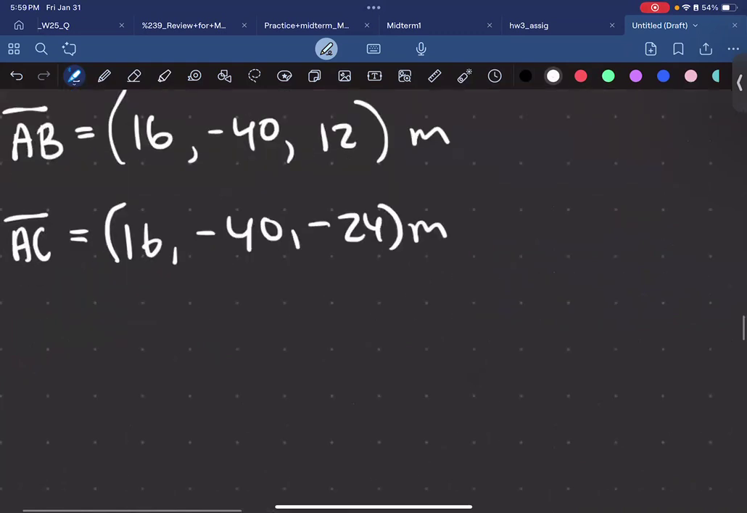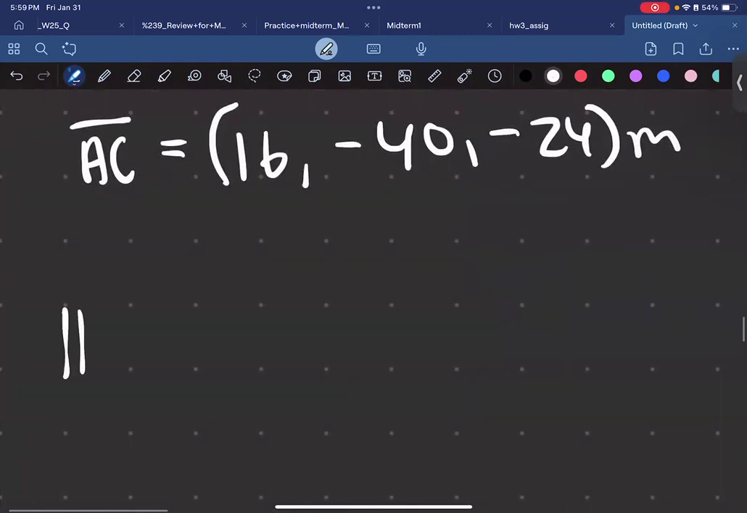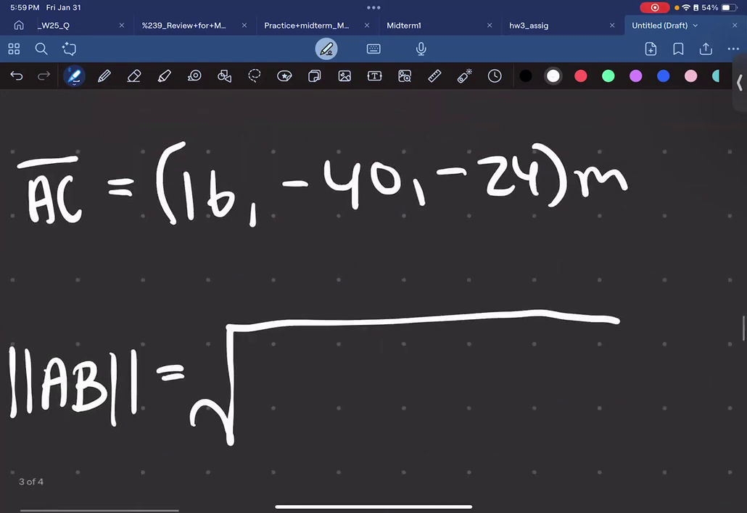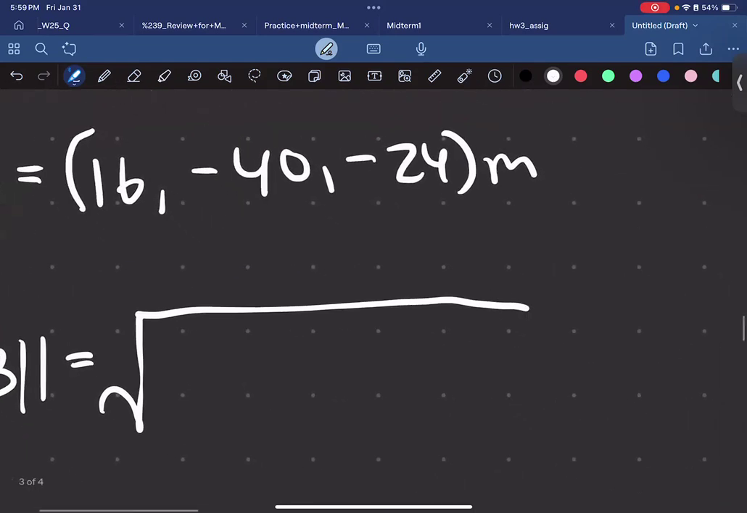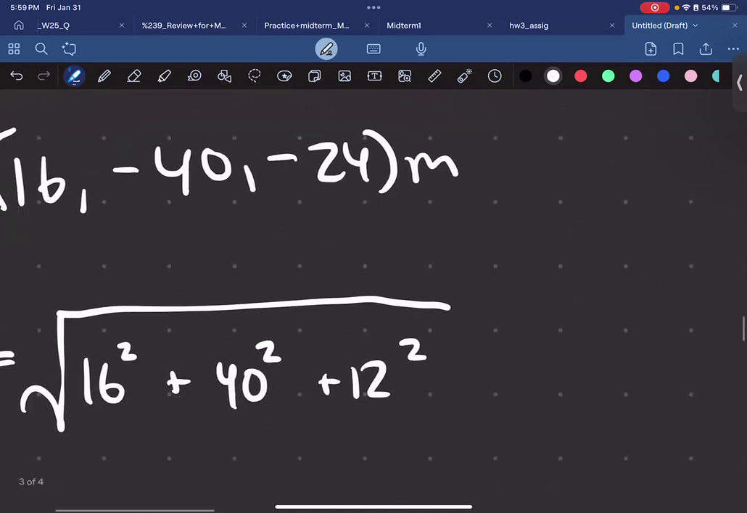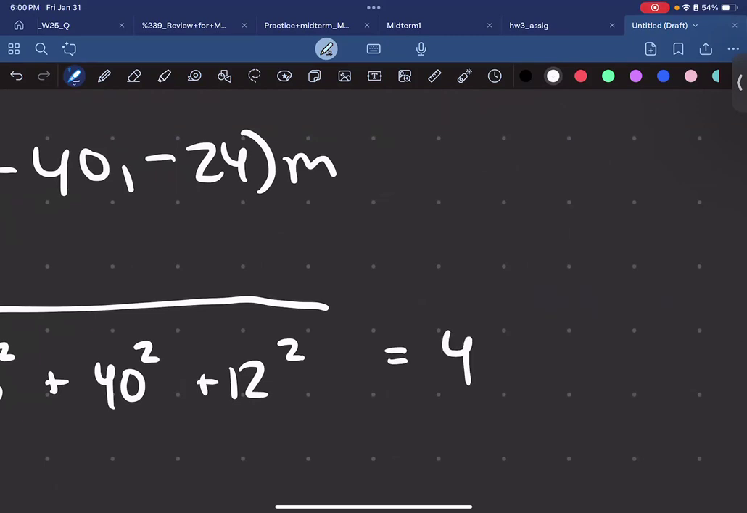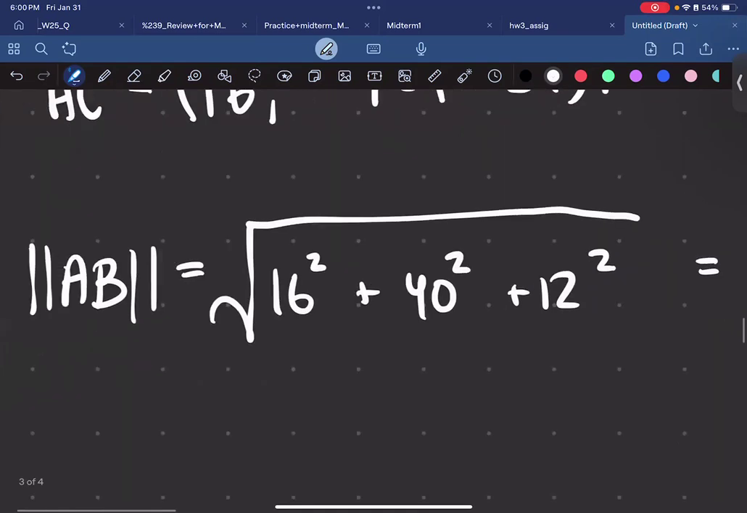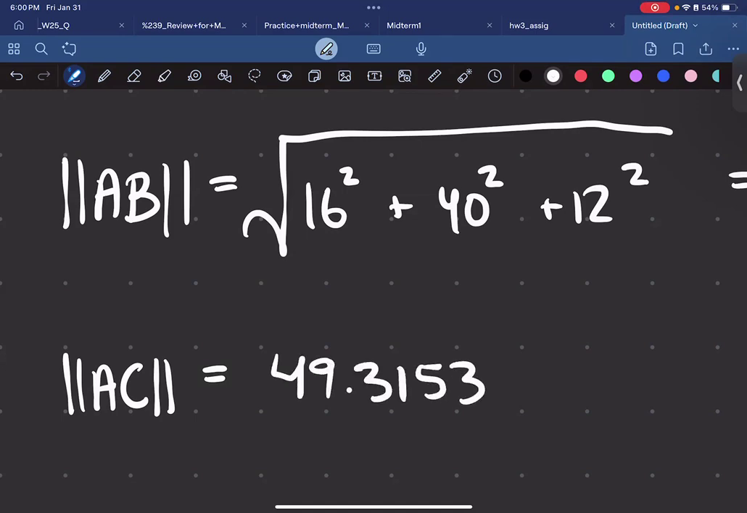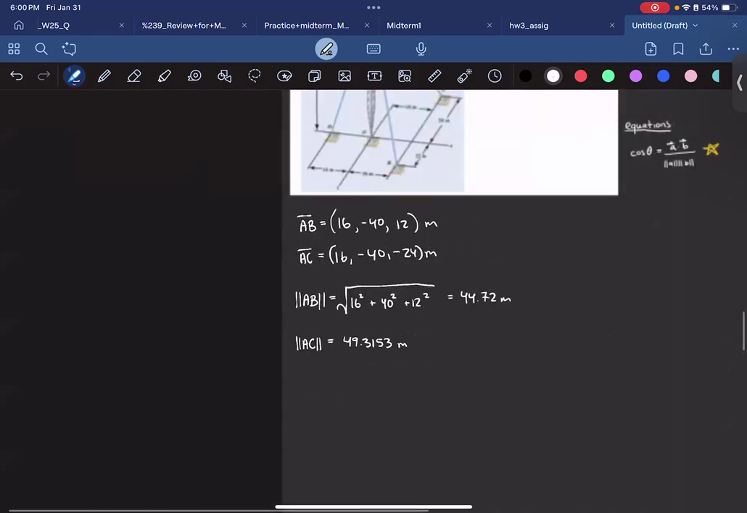So let's just quickly get the magnitude of AB, which you can find by taking the square root of the sum of all the entries squared. So we have 16 squared plus 40 squared plus 12 squared, which is equal to 44.72 meters. And then you can do the same thing for AC, and you'll get that AC is equal to 49.3153 meters.